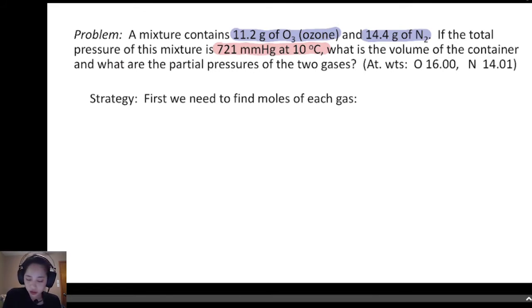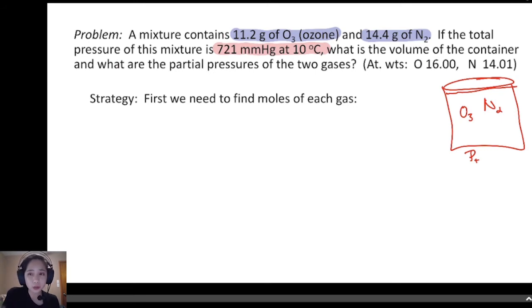So you can just think, okay, I have a container. It has O3 and N2 in it. There's a certain total pressure associated with this, and it's the sum of the pressures exerted by both the ozone and by nitrogen gas. The total pressure they give us here, 721 millimeters of mercury at 10 degrees Celsius, is our P total. That's the pressure of the entire sample. And it wants to know the volume of the container and the partial pressures.